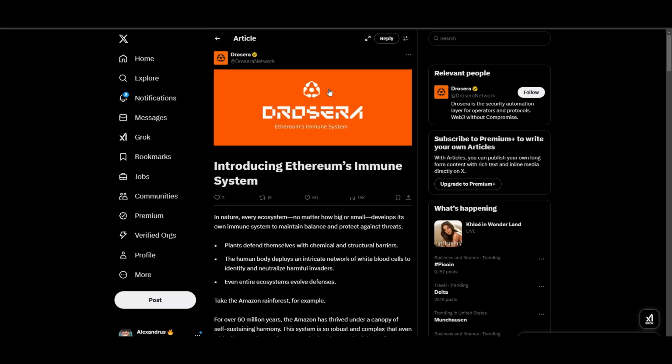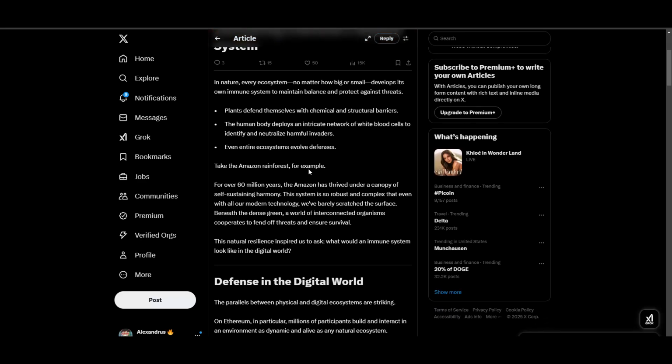Let's jump into the introduction and information about Drosera, which is Ethereum's immune system. Introducing Ethereum's immune system. In nature, every ecosystem, no matter how big or small, develops its own immune system to maintain balance and protect against threats. Plants defend themselves with chemical and structural barriers. The human body deploys an intricate network of white blood cells to identify and neutralize harmful invaders. Even entire ecosystems evolve defenses.